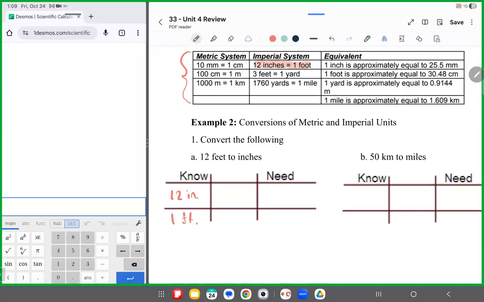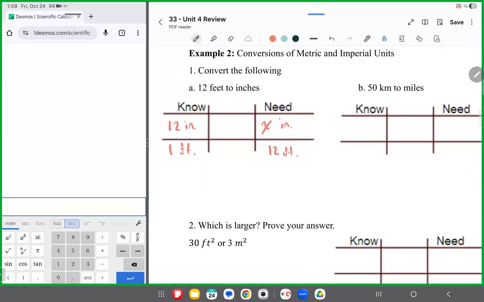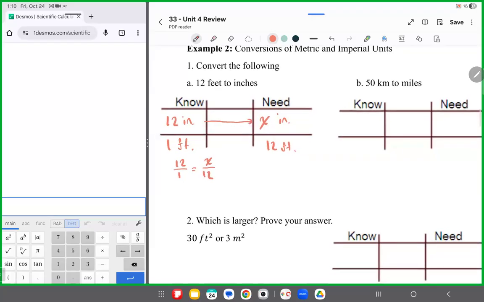What's important is that you fill out the other side in the corresponding manner. So we need 12 feet, but we want to know how many inches that's going to be. And so from here, we set up our corresponding ratio, namely 12 over 1 is equal to x over 12. Okay, we know we did this right because we could see inches to inches, feet to feet.